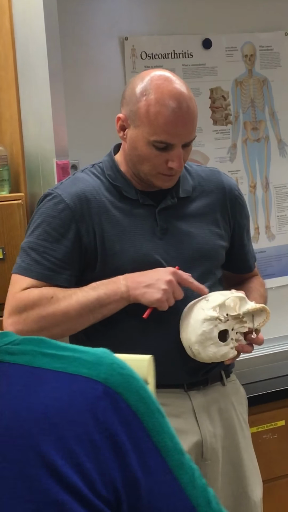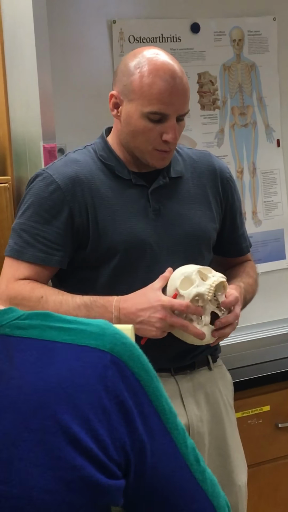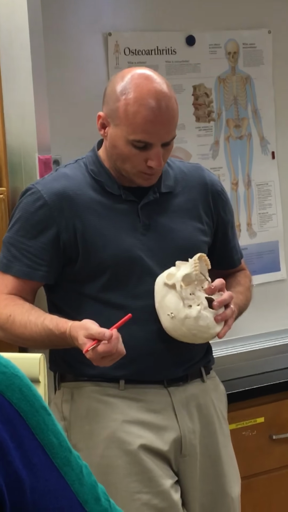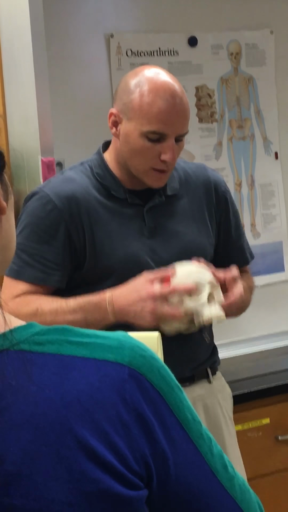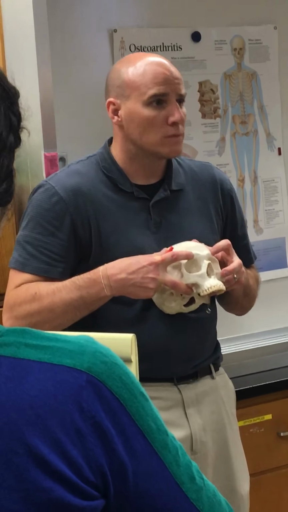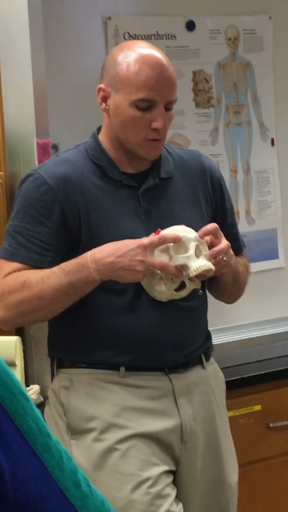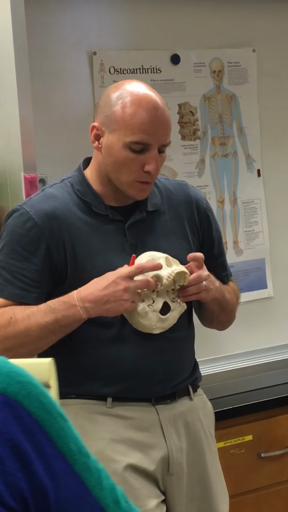Through here, squamous. Okay, some specific markings. If there were holes here, what would they be called? Supraorbital foramen. What bone do they belong to? Frontal. Those here?